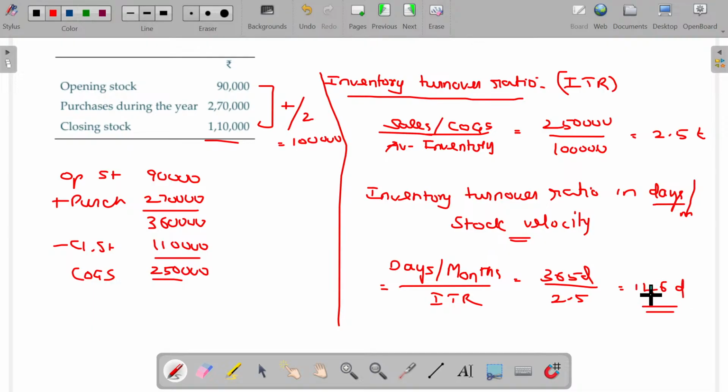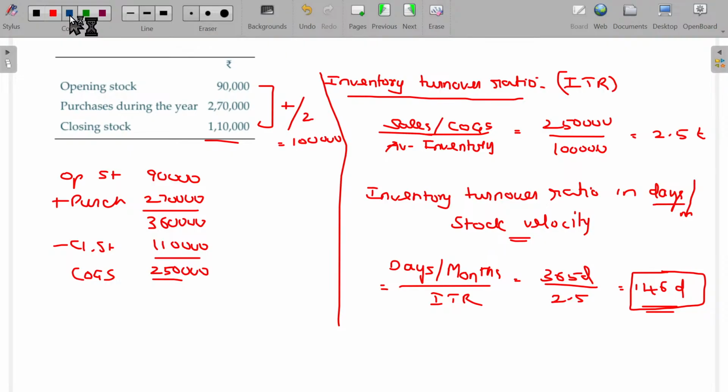The stock I have purchased will be with me for 146 days. From this it is very clear that if the inventory turnover ratio is high, the inventory turnover ratio in days will be low. Am I right? The denominator value is increasing, so this value will be lesser. Instead of 2.5, if it is 25 times, you divide by 25, then this time period is 14.6 days. If the ITR is high, the ITR in days is low, and if it is low, then it is high.